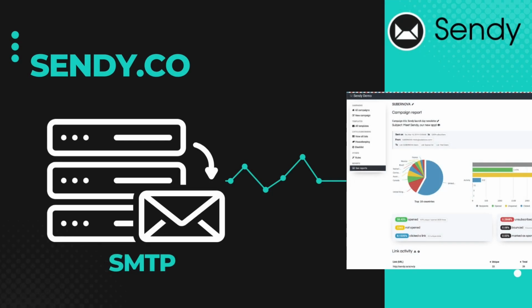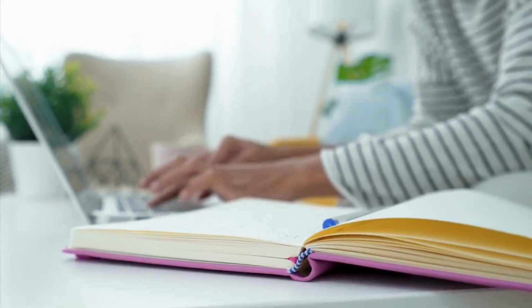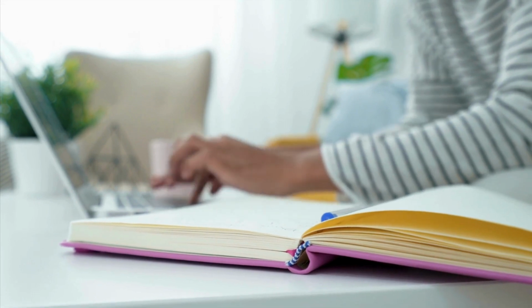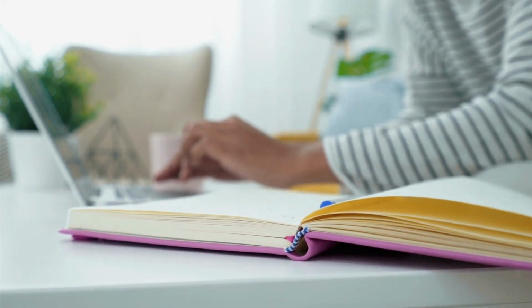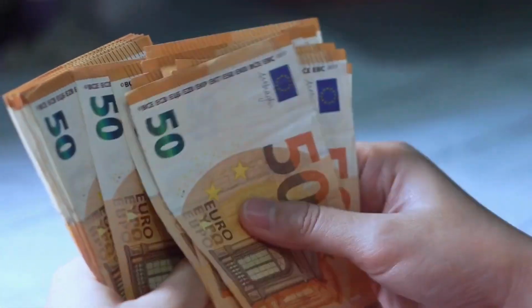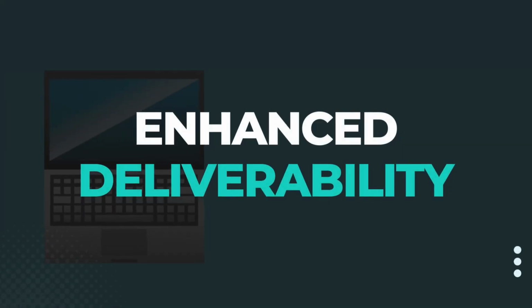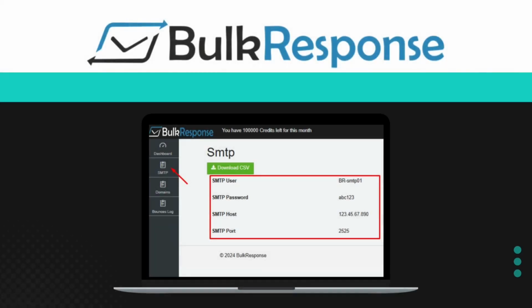Conclusion: benefits of Sendy's integration with Bulkresponse SMTP server. In the end, you must keep in mind the following benefits that you will reap through this amazing integration. Cost-effective email sending. Bulkresponse SMTP server offers a reliable and affordable solution for sending emails through Sendy. This integration allows businesses to enjoy significant cost savings compared to traditional email sending services. Enhanced deliverability. Leveraging Bulkresponse SMTP server improves email deliverability, ensuring that your messages reach the intended recipients' inboxes promptly.